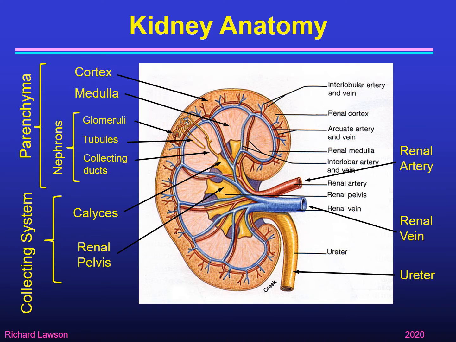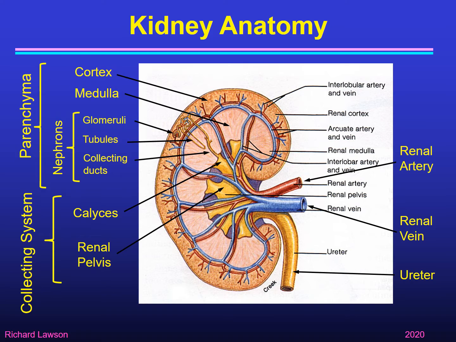So let me start with a refresher about kidney anatomy. If we look at a cross-section through a kidney, we can see that the outer part here is the cortex, and within that there's an area known as the medulla. The cortex and the medulla together are known as the parenchyma. They contain the functioning part of the kidney, which contains the nephrons from which the kidney is made, and the nephrons comprise the glomeruli, the tubules and the collecting ducts. Within that there's an area including the calyces and the renal pelvis, which together form the collecting system.